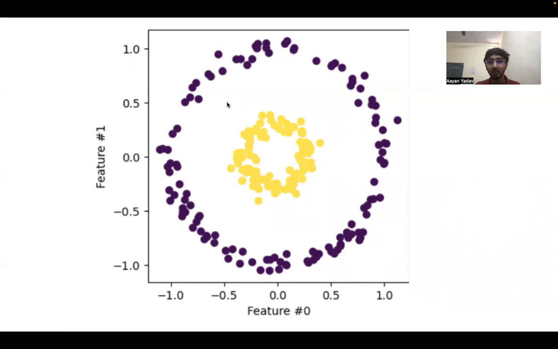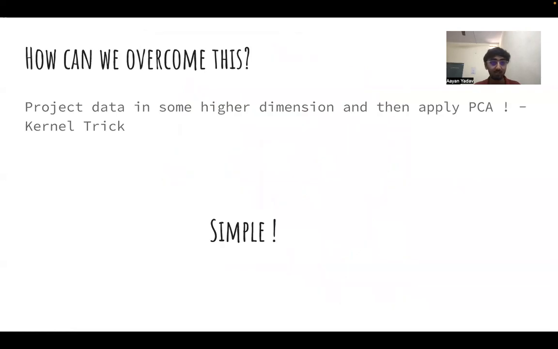But so what should we do? If it fails, should we just sit back and say, oh, it failed, I will not see this data? We cannot do that, right? We have to think of some clever ideas, some clever ways, so that we can extract features from this data also. And thankfully, we are not dumb and we thought of some clever ideas. So what is the clever idea? Project data into some higher dimension and then apply PCA.